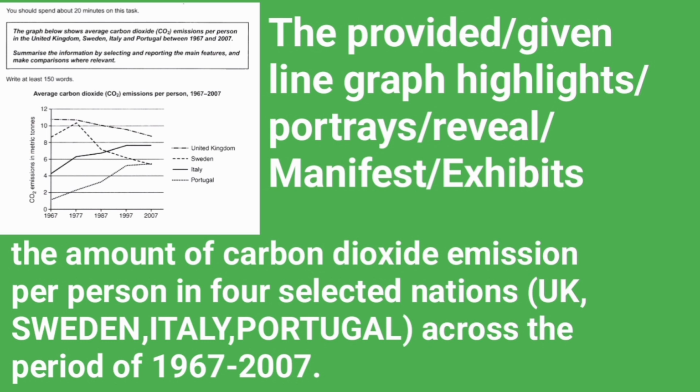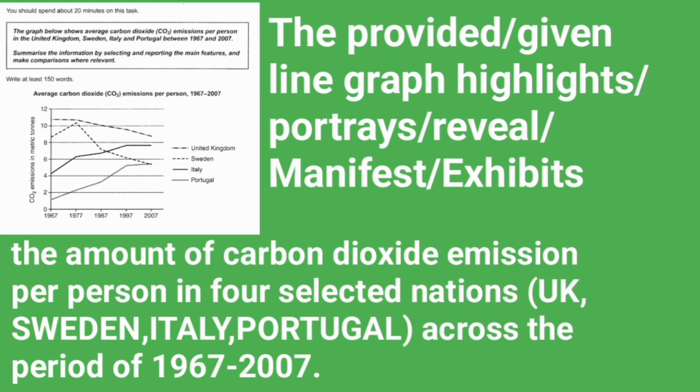The provided line graph highlights the amount of carbon dioxide emission per person. This is the what: the amount of carbon dioxide is what they are talking about, per person in 4 selected nations. This is the where. Either you can say in 4 selected nations, or you can mention the names of the nations: UK, Sweden, Italy and Portugal. Any way you can write, but it is important to mention where they are talking about. Meaning which countries they are talking about, so we have to write the names of the countries.